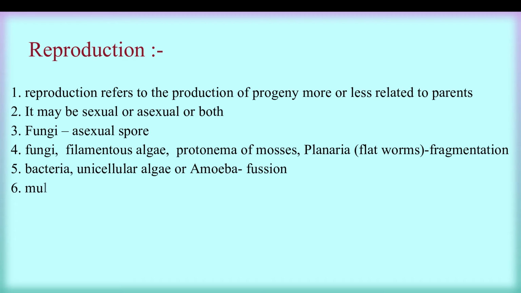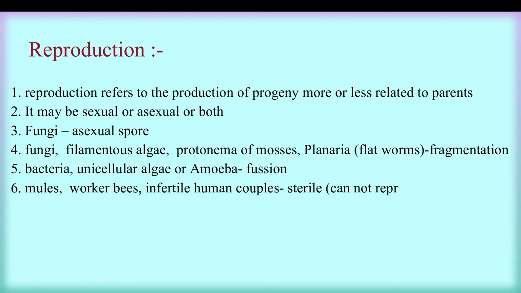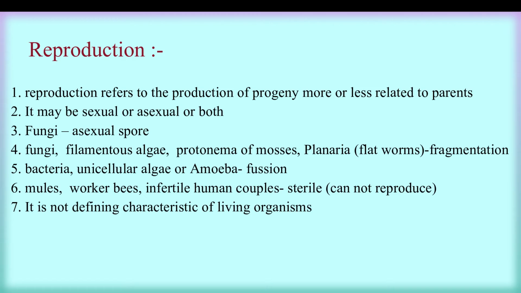Mules, worker bees, and infertile human couples are sterile. That means they cannot produce their progeny. So reproduction is not a defining characteristic of living organisms. Let's move to the next bit, which is metabolism.